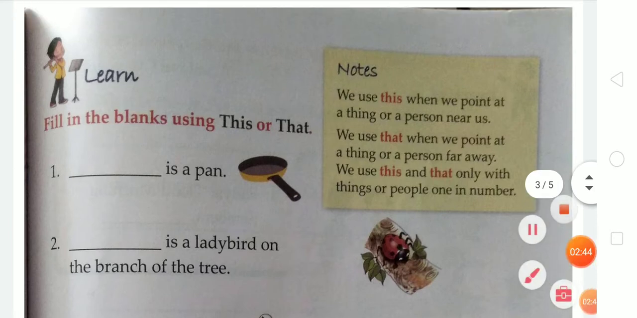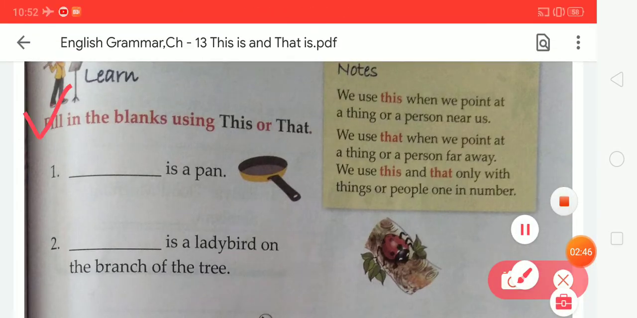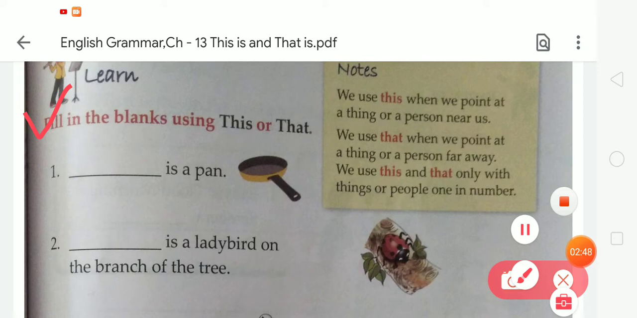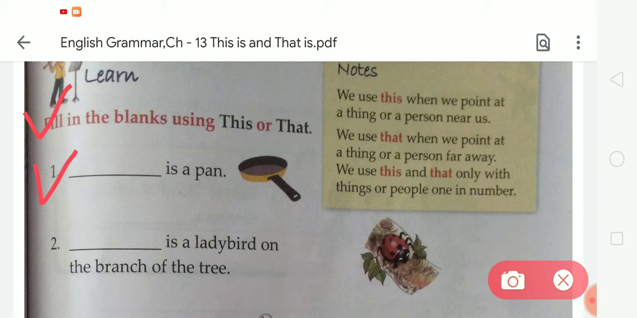In exercise E you can see fill in the blanks using this or that. So let's do the exercises. In first, dash is a pen. Now tell me students, is this pen near or far? The pen is near. So what will be used? We have to use this. For near we have to use this.